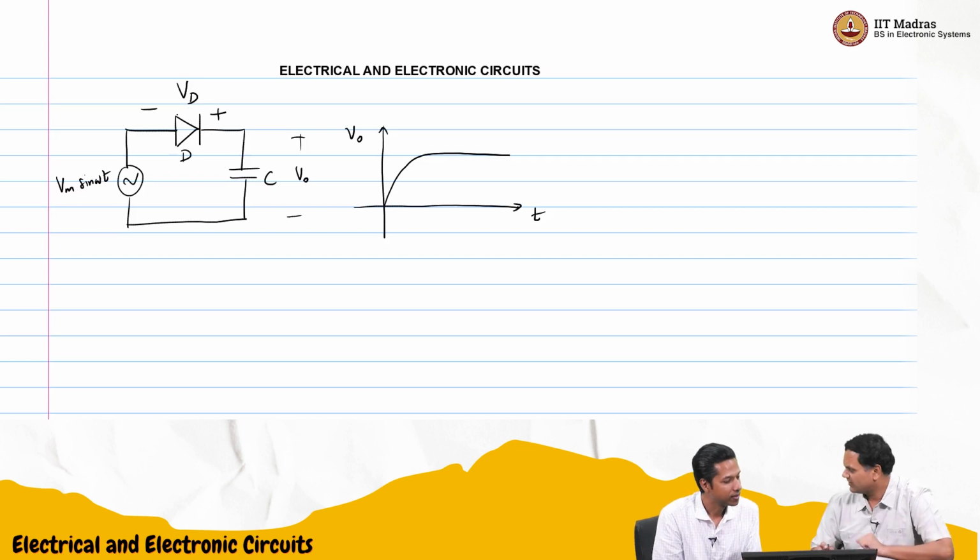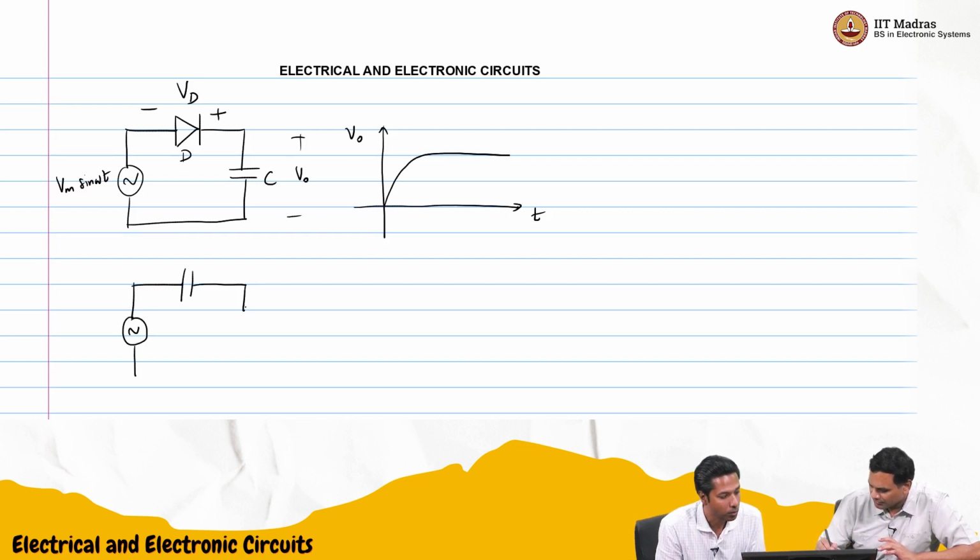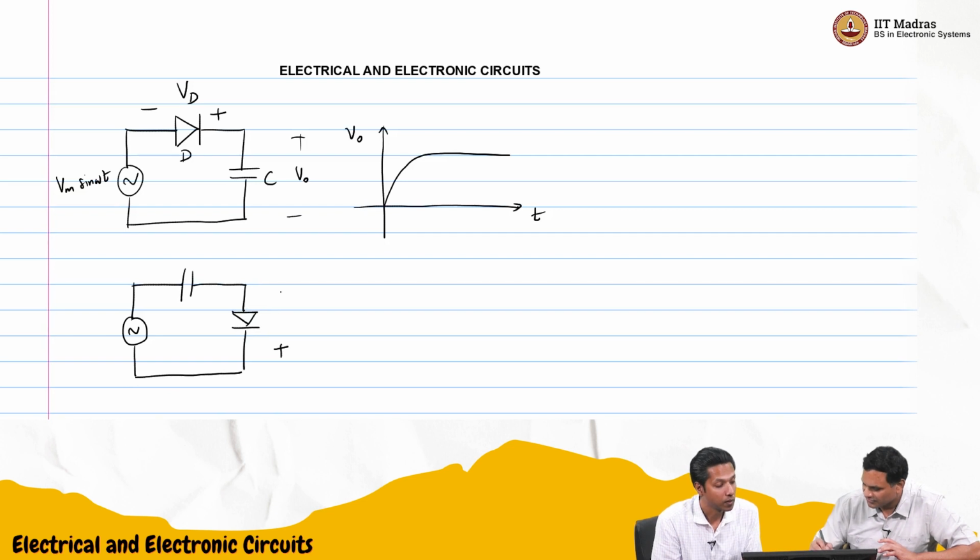Let's redraw the circuit so that we can show the voltage across the diode. So I'll just show it like this. Capacitor there and diode here. So this is the voltage we are interested in.